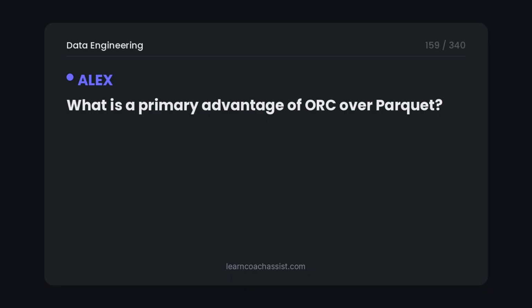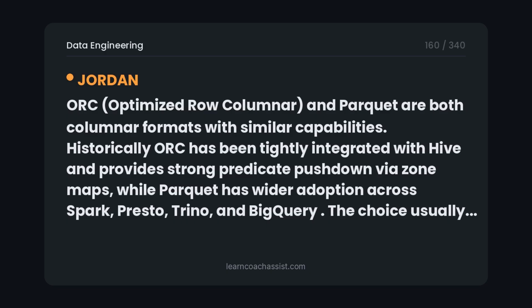What is a primary advantage of ORC over Parquet? ORC, optimized row columnar, and Parquet are both columnar formats with similar capabilities. Historically, ORC has been tightly integrated with Hive and provides strong predicate pushdown via zone maps, while Parquet has wider adoption across Spark, Presto, Trino, and BigQuery. The choice usually depends on the engine ecosystem. Both support compression, schema evolution, and nested types.